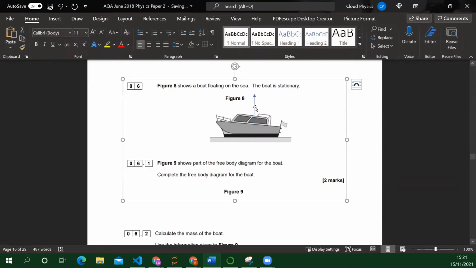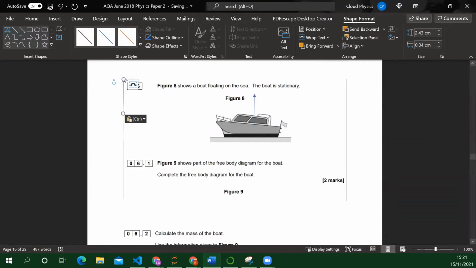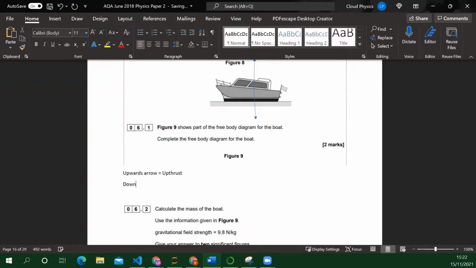a backwards force. To make that the same, I'm going to copy it. In the exam they have to be the same length, just pointing in different directions, so you measure it with a ruler. Okay, so the upwards arrow, that's upthrust. Downwards is gravity or weight. I'm going to go for weight there.